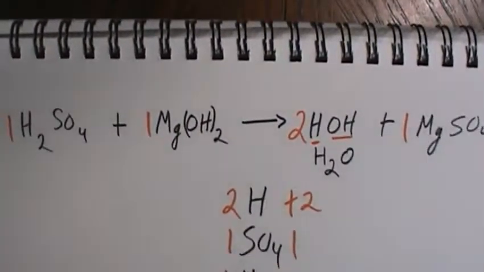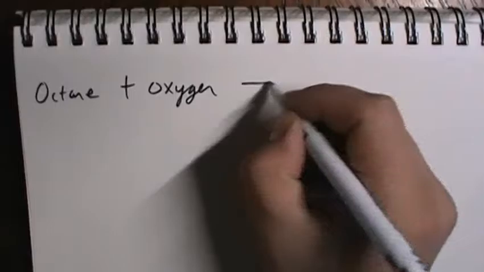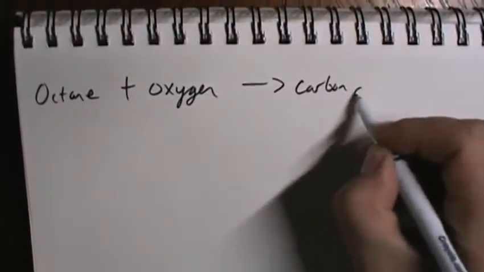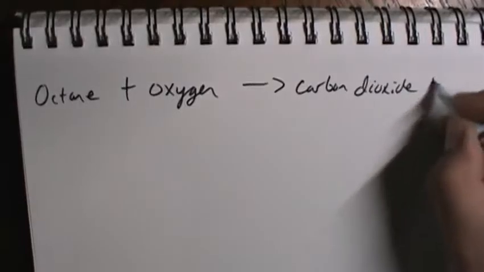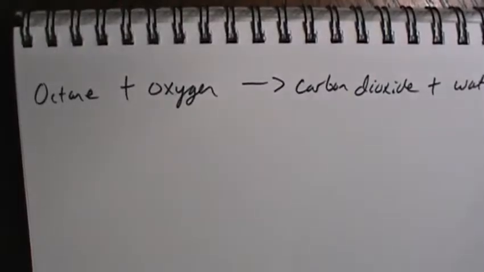Okay, let's look at another reaction. Let's do a combustion reaction this time. Okay, let's do the combustion of gasoline. So gasoline is made of a chemical called octane, and combustion means we'll combine it with oxygen and produce carbon dioxide and water. So I'm going to go through and write my formulas for everything.